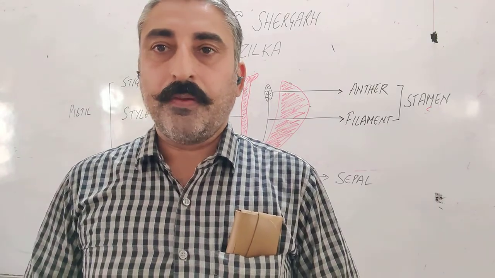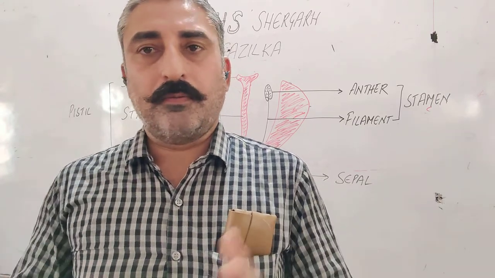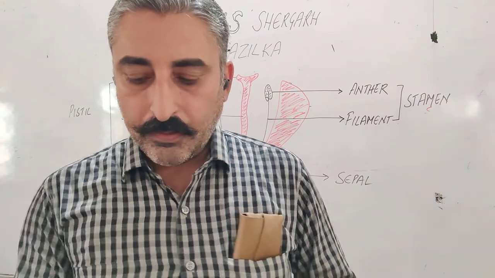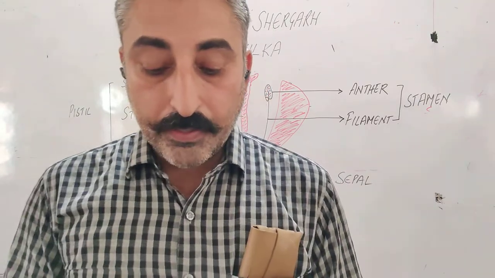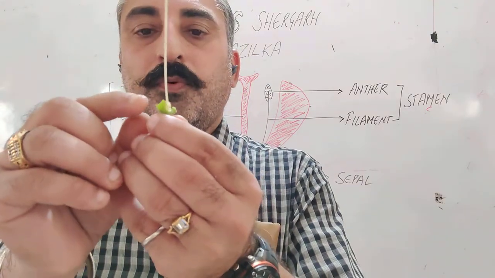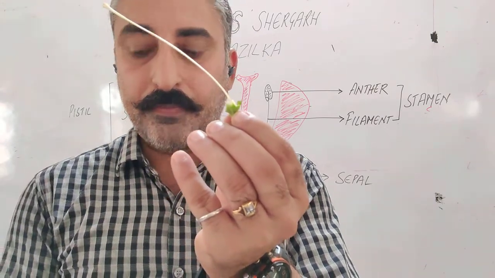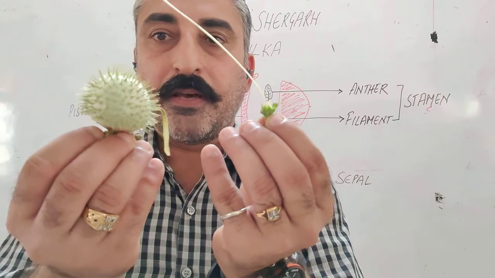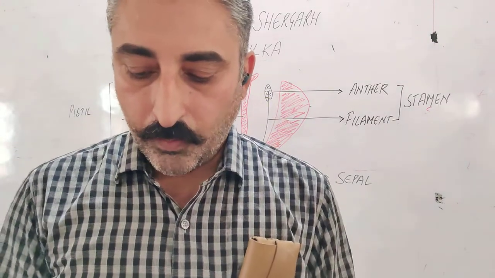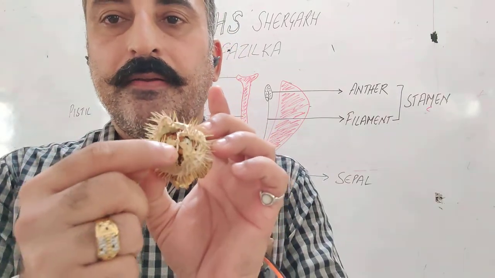After fertilization, all the parts of a flower like petals or style or stigma will shed off and ovary will increase in size. This is the size of ovary in a flower. See the size. And after fertilization, this is the size of ovary. See the difference. Now, ovary contains the seeds inside.